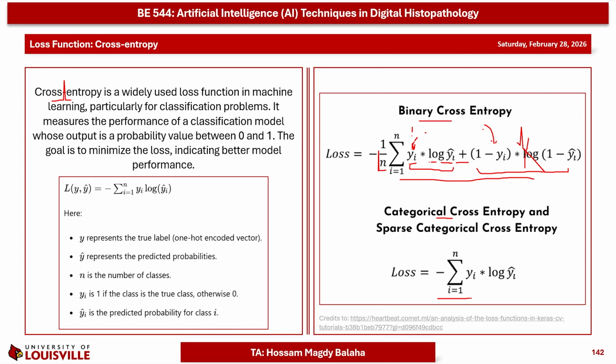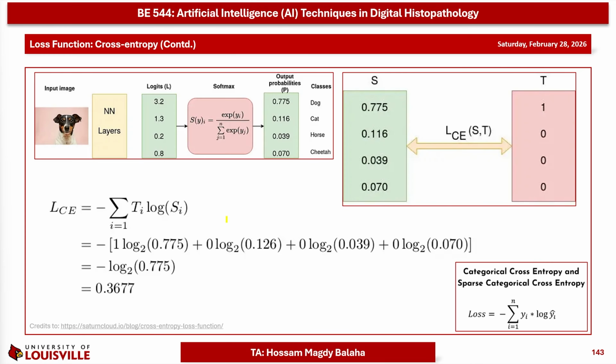And for categorical cross-entropy, we are generalizing it by multiplying the ground truth by the logarithm of the prediction of the same instance. And we can also normalize that by dividing it by n to obtain the normalized loss function. Now, let's get an example.